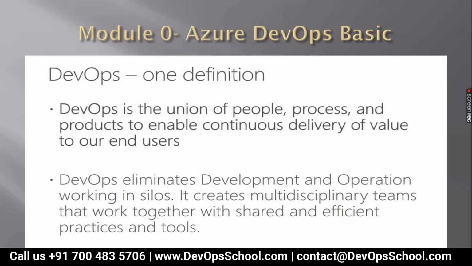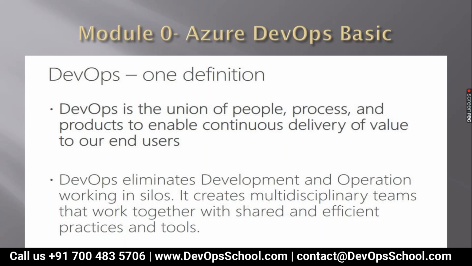Now try to understand once again, from the Azure perspective, what exactly DevOps is. DevOps is a combination of people, process, and products. See, I told you, DevOps is an approach. DevOps is not a piece of software. DevOps is not a tool. It is a combination, a set of people, process, and products to enable continuous delivery of value to our end user. This is what DevOps is.